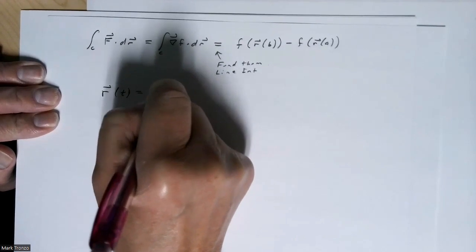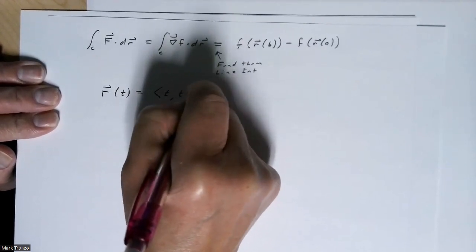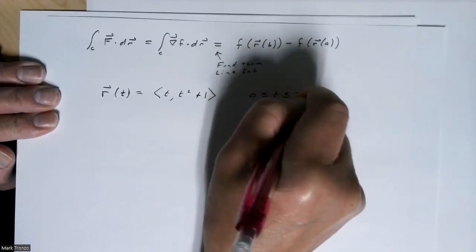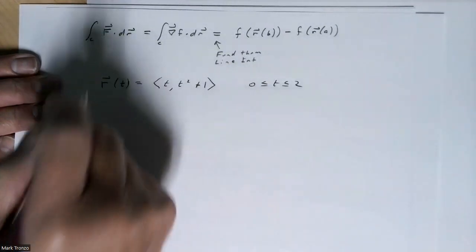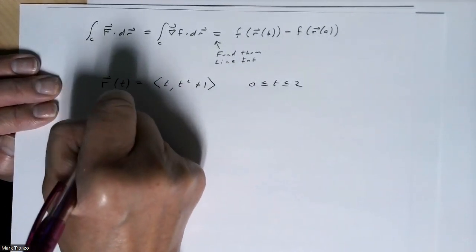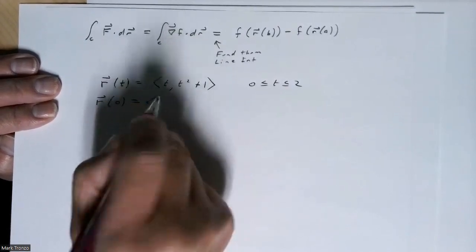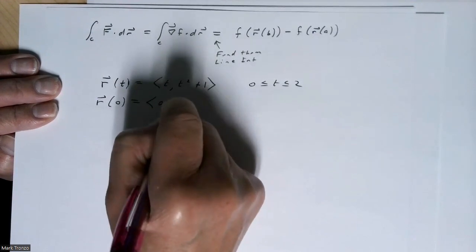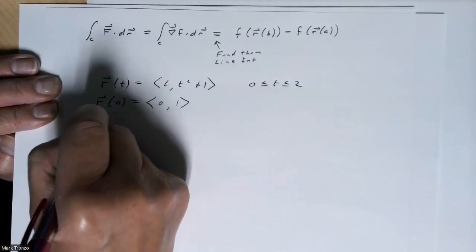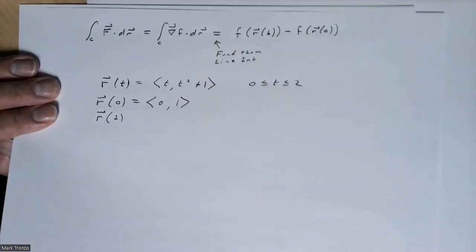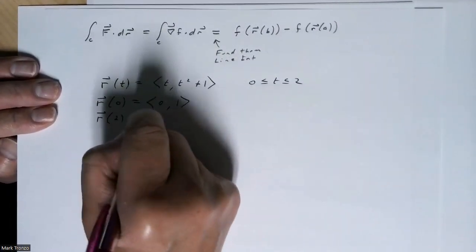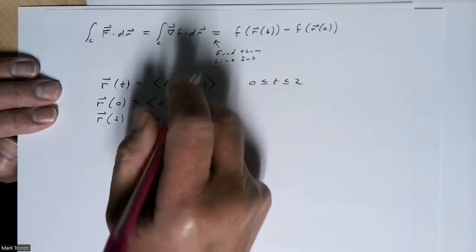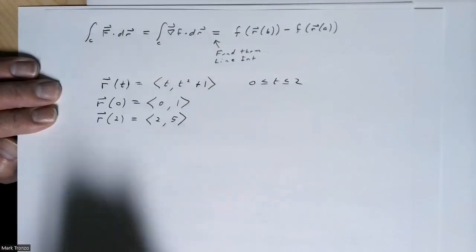It's r of t squared plus 1 from 0 to 2. And we'll find the endpoints. Our beginning point was 0. We put 0 in here. That's going to give us 0. And 0 squared plus 1 is 1. If we put our endpoint 2 in, we're going from 0 to 2. That's going to give us 2. And 2 squared is 4, plus 1 is 5. Like this.